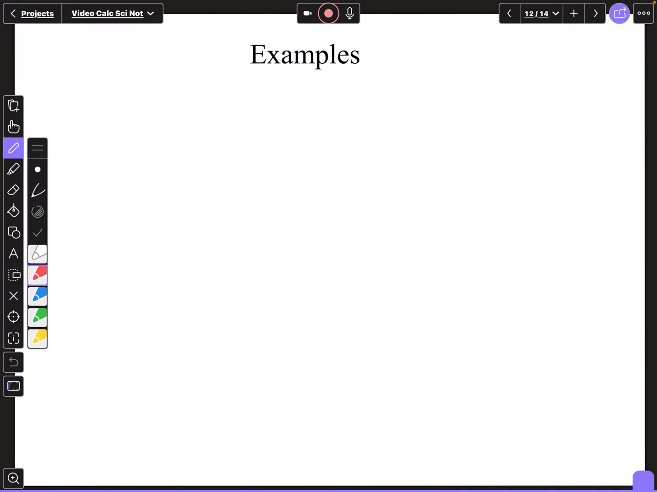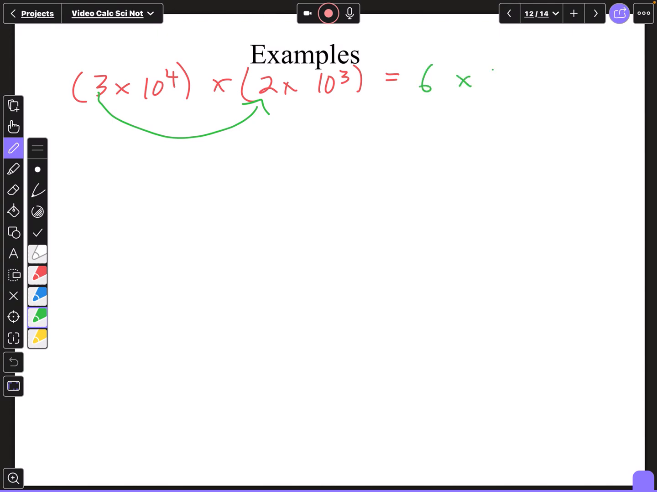Let's say I have 3 times 10 to the 4th, and I'm multiplying that by 2 times 10 to the 3rd. Now I'm going to multiply the 3 and the 2. 3 times 2 would equal 6, and 6 times 10. My exponents, the 4 and the 3, I'm going to add. Since I'm multiplying, I'm going to add those. So 4 plus 3 is equal to 7. That would be my correct answer.